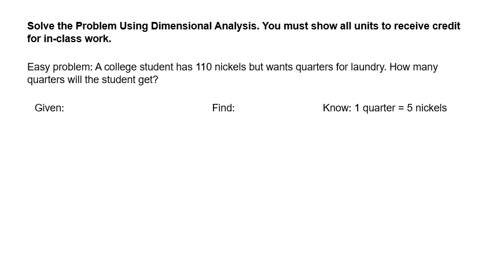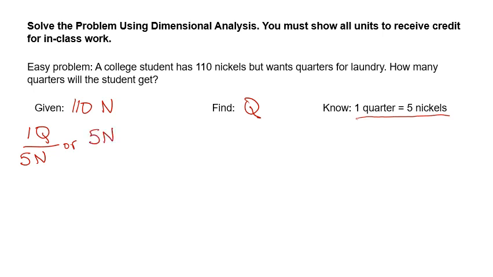Now we happen to know that 1 quarter is the same thing as 5 nickels. We're going to start by saying, okay, I've got 110 nickels and I need to find quarters. And we're going to write out the conversion factors looking like a fraction. So we know that 1 quarter is the same thing as 5 nickels. Or we can say that 5 nickels is the same thing as 1 quarter.